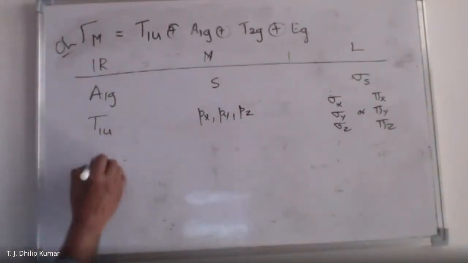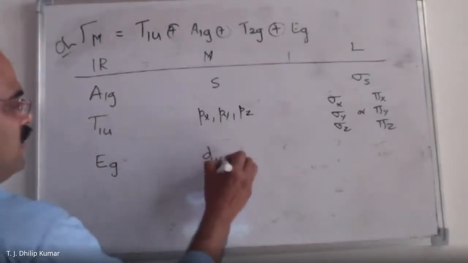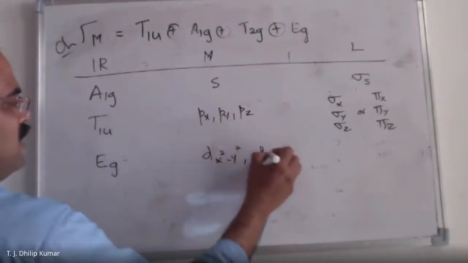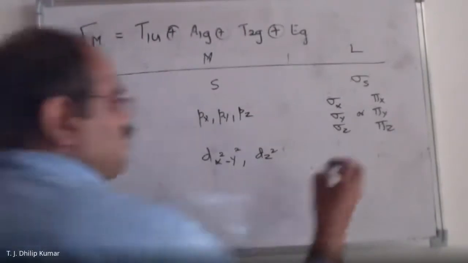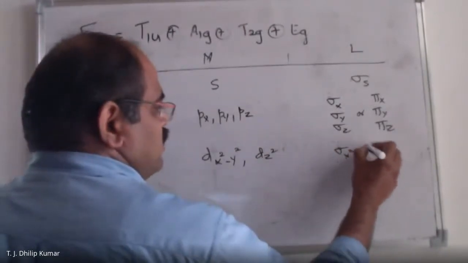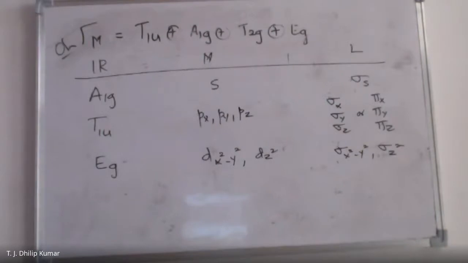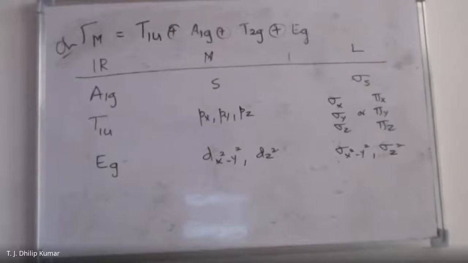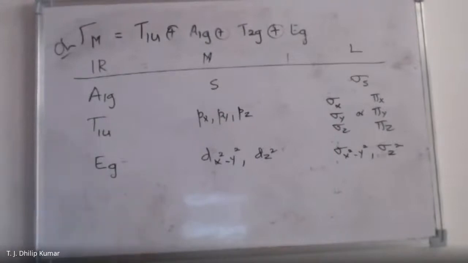If you go to Eg, then it will be d x square minus y square and d z square of the metal. And here it could be sigma x square minus y square, sigma z square. So it was overlapping like this, Eg. If you remember yesterday, we were talking only about this one in the last class. There were sigma orbitals for ligands that have Eg character.